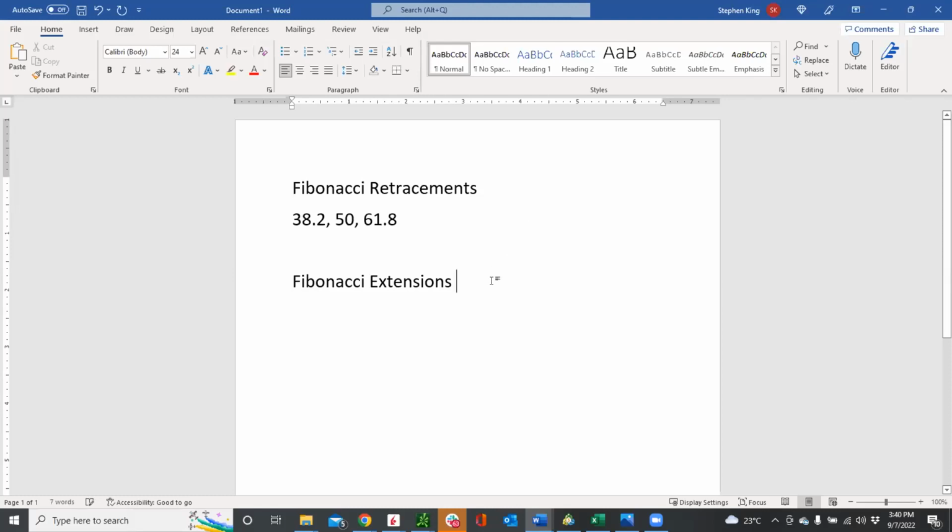Okay. Then on the extensions, the key levels you're going to be looking for there, you're going to start with 100% on the extension. So I'll explain what that is when we get to it. Then 127.2, 161.8. And then beyond that is a big jump to 261.8. Okay, so those are the main Fibonacci extensions that we're going to be looking at. And then we'll also talk about how you can use RSI in conjunction with all this.